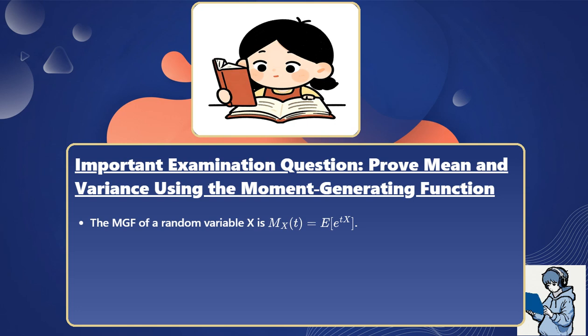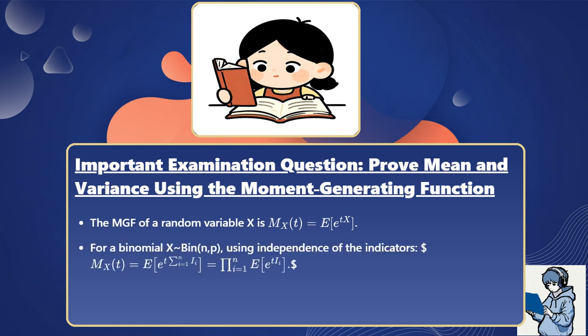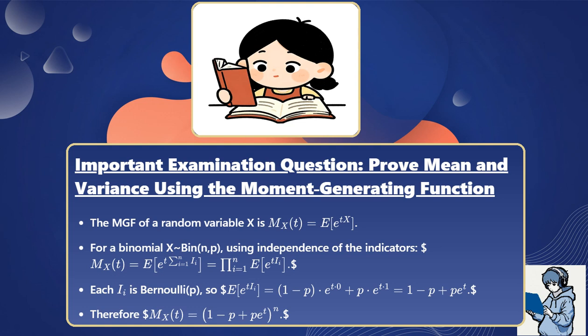The MGF of a random variable X is M_X(t) equals E of e to the tX. For a binomial X ~ Bin(n, p), using independence of the indicators, M_X(t) equals E of e to the t times the sum from i equals 1 to n of I_i, which equals the product from i equals 1 to n of E of e to the t I_i. Each I_i is Bernoulli(p). So E of e to the t I_i equals (1 minus p) times e to the t times 0 plus p times e to the t times 1, which equals 1 minus p plus p e to the t. Therefore M_X(t) equals (1 minus p plus p e to the t) all raised to the n.